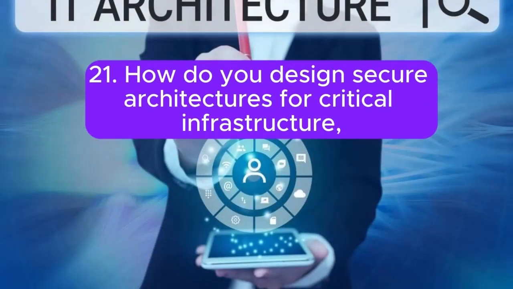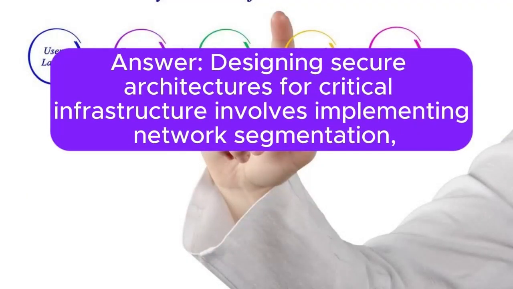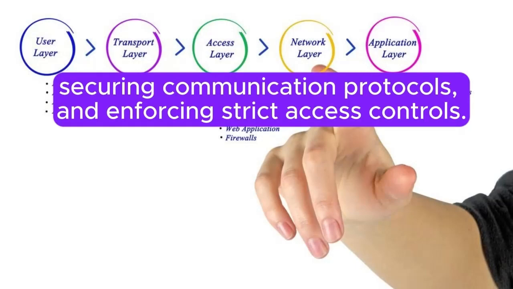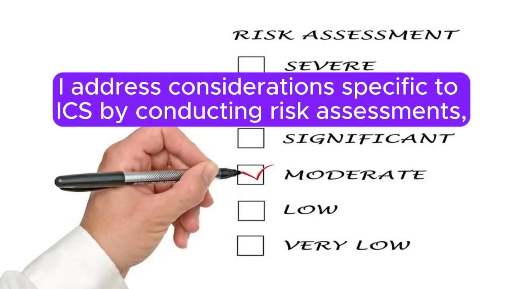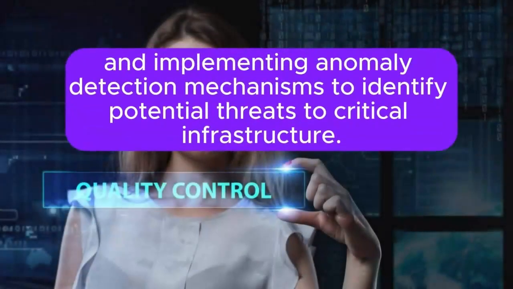21. How do you design secure architectures for critical infrastructure? And what considerations are crucial in protecting industrial control systems, ICS? Answer: Designing secure architectures for critical infrastructure involves implementing network segmentation, securing communication protocols, and enforcing strict access controls. I address considerations specific to ICS by conducting risk assessments, ensuring that security controls do not impact operational efficiency, and implementing anomaly detection mechanisms to identify potential threats to critical infrastructure.